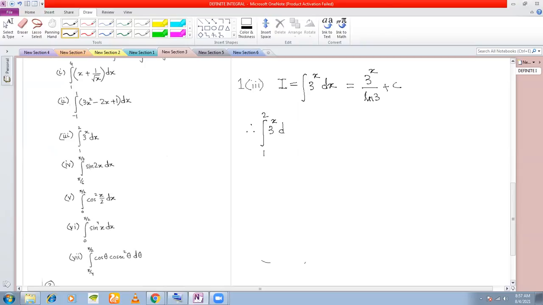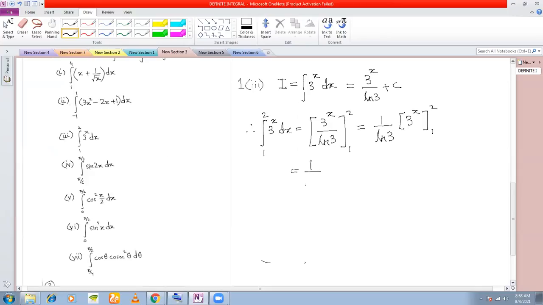Therefore, integral 1 to 2 of 3 to the power of x dx is equal to 3 to the power of x by ln 3 integrated between the limits 1 to 2. Now ln 3 is a constant. You can take it out. So 1 by ln 3 you take out. You get 3 to the power of x integrated between 1 to 2.